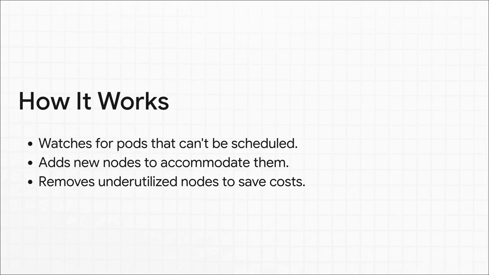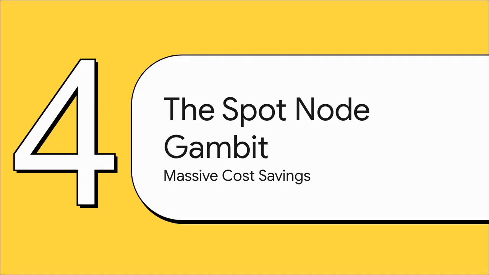On the flip side, if it notices some nodes are just sitting around twiddling their thumbs, it will safely drain the work off them and shut them down to save you cash. It's a two-way street. It scales up for performance, and it scales down for cost. It's beautiful.